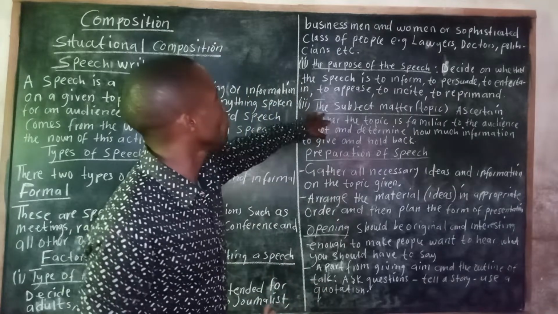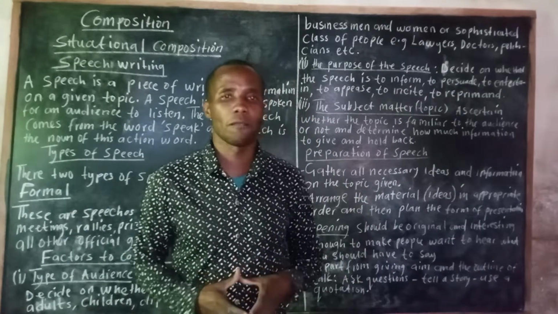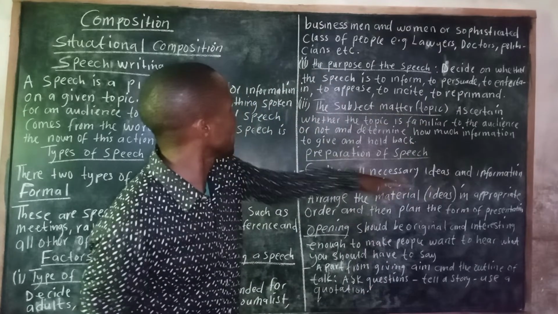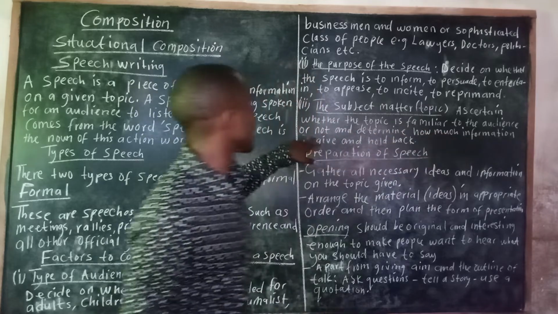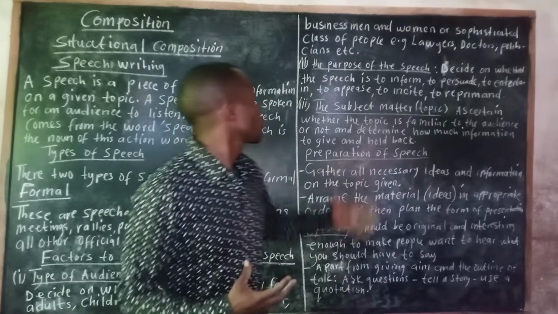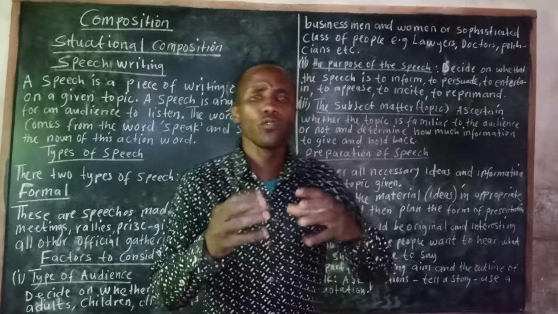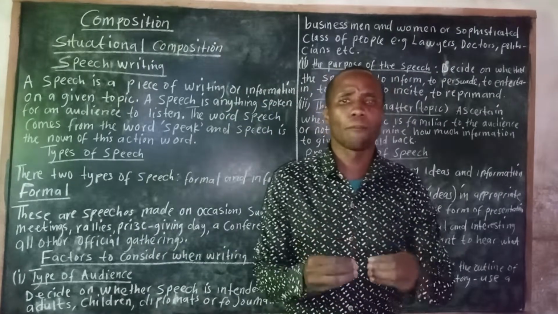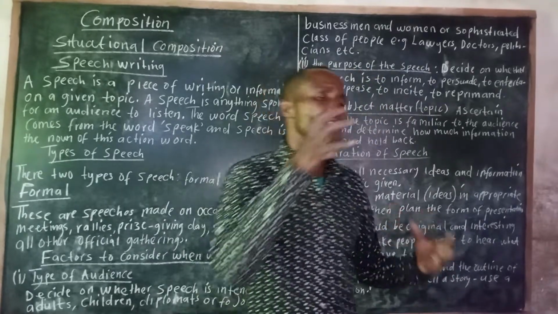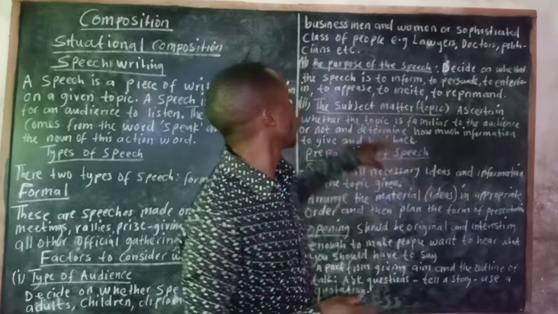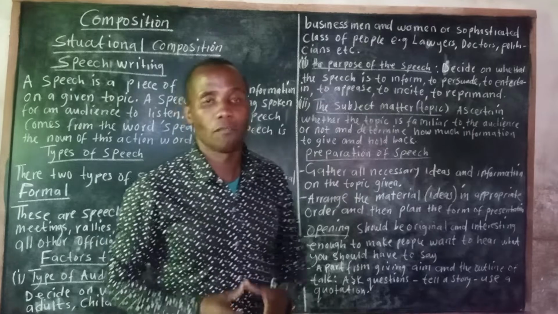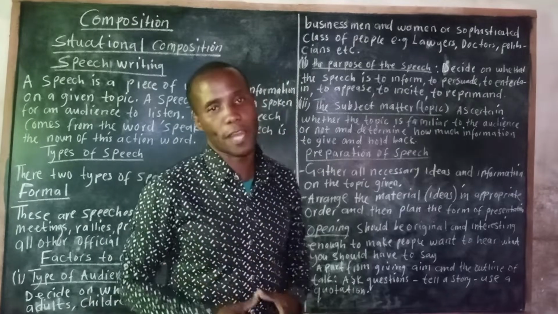Then apart from that, again, you look at the subject matter, the topic of that particular speech. Ascertain whether the topic is familiar to the audience or not, and determine how much information to give and hold back. So when you look at the topic, it will tell you some of the things you are supposed to put in that speech and some of the things you are supposed to hold back. For you to know that, first of all, you need to be sure of the topic of the particular speech. That is when you'll be able to do that.